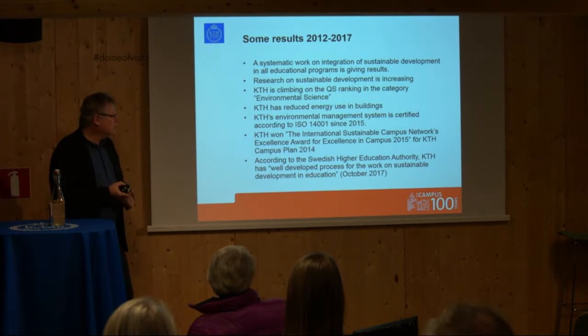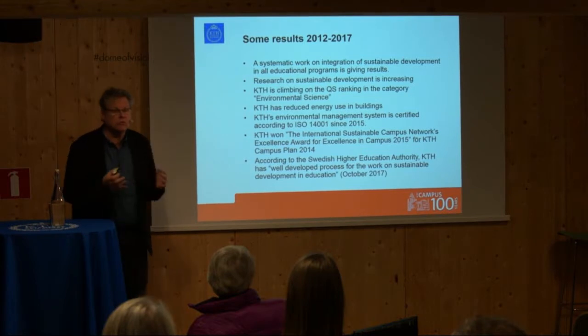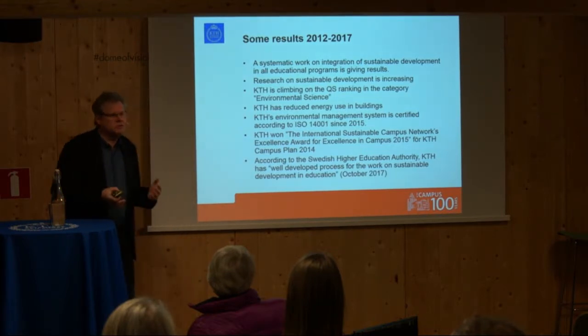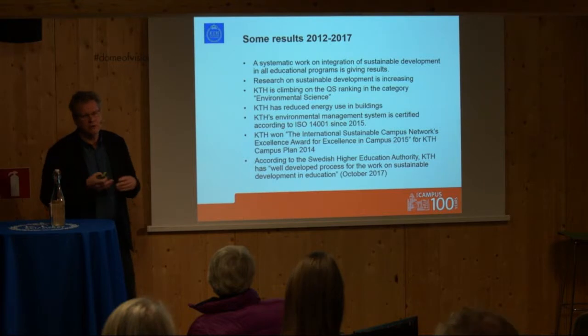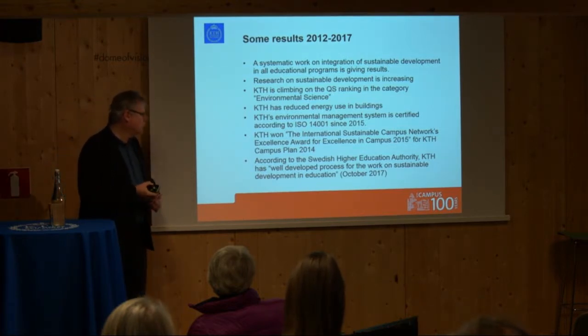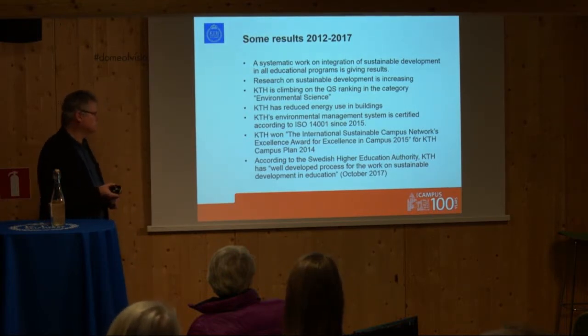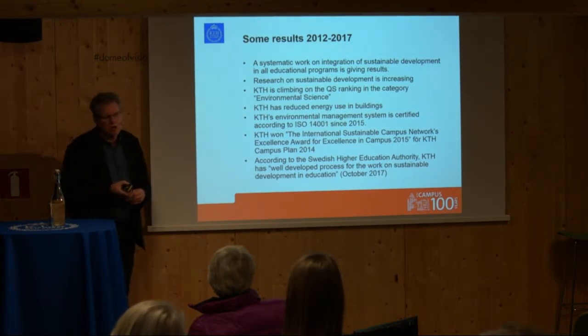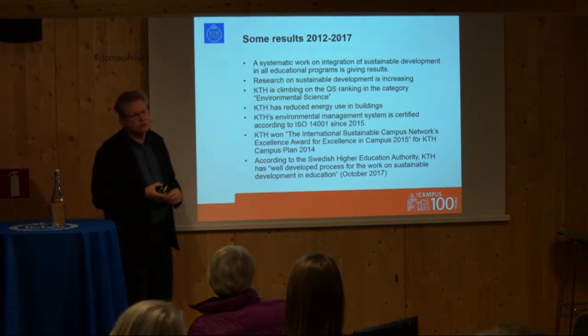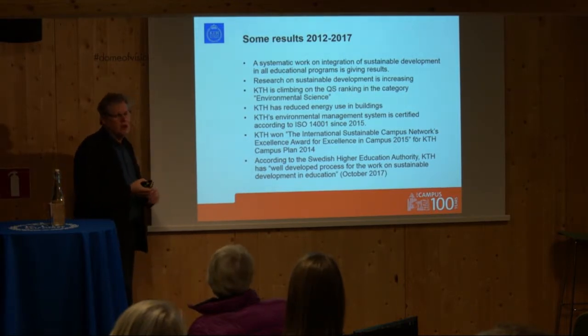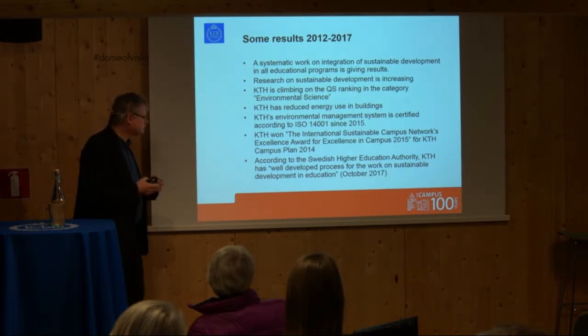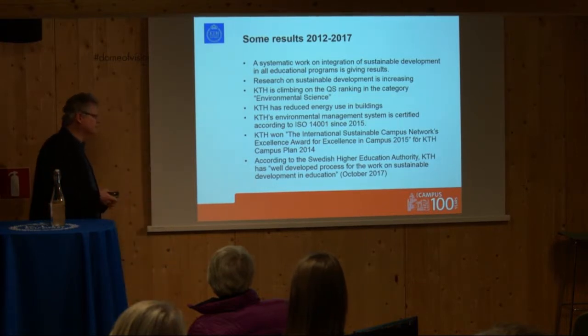And also just earlier this month, the Swedish Higher Education Authority has reviewed all universities in Sweden to what extent they're working with sustainable development in their education. And they decided that we have a well-developed process for the work on sustainable development in education. And of course we should have that. That's in line with our targets. But actually only a quarter of the Swedish universities got this, were having these well-developed processes.